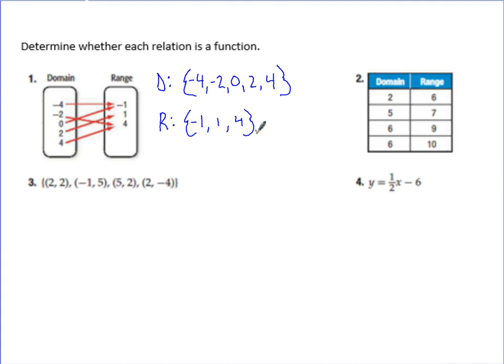When you're writing domain and range, if there's ever a repeated value, you do not need to write it twice. So, for example, if I were going to do the domain and range for that table, I'm going to do it down here because that's where I have room. I would write 2, 5, 6, and then I do not need to write 6 again. I just put it in brackets. Even though it appears twice, I don't have to write it twice. And then the range would be 6, 7, 9, and 10.